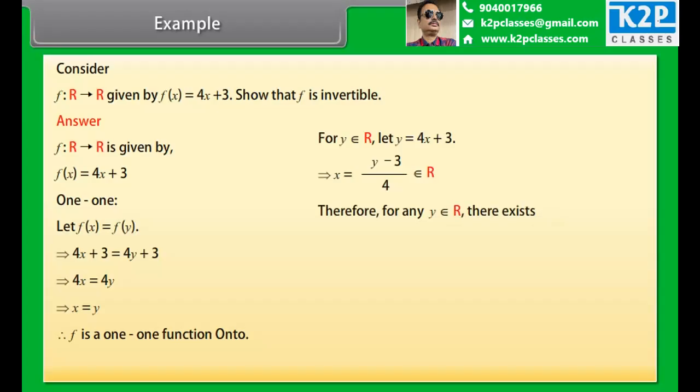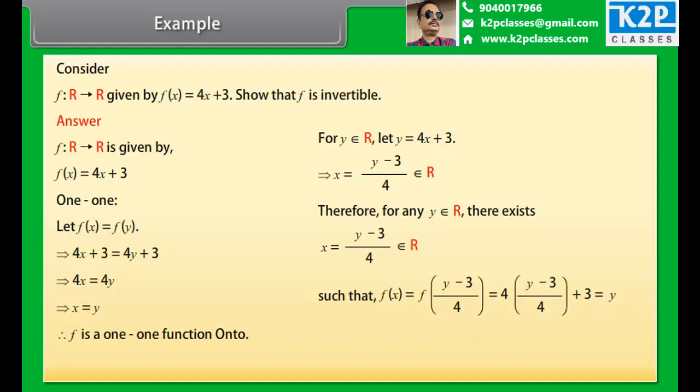Therefore, for any y belongs to R, there exists x = (y - 3)/4, which belongs to R, such that f(x) = f((y - 3)/4) = 4 × (y - 3)/4 + 3, which is equal to y. Therefore, f is onto. Thus, f is 1-1 and onto, and therefore f inverse exists.